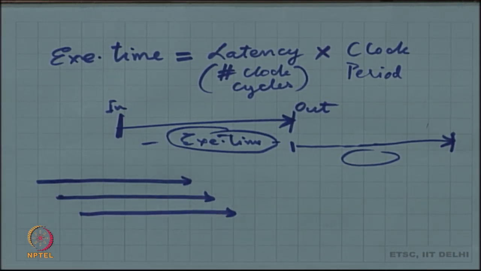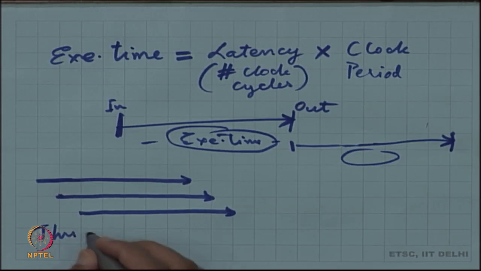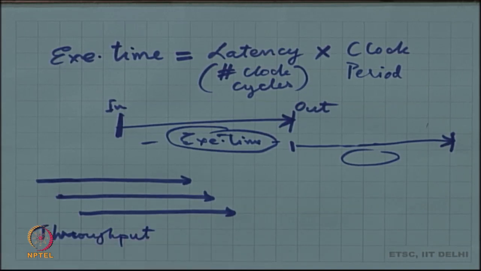So, such a system requires a slightly different metric than merely execution time, which is the processing time for one packet of input data or something. So, that I would characterize as a throughput related metric. Which is at what rate am I able to accept input, or equivalently at what rate am I able to produce my output.